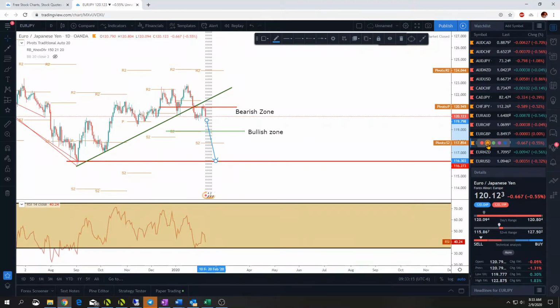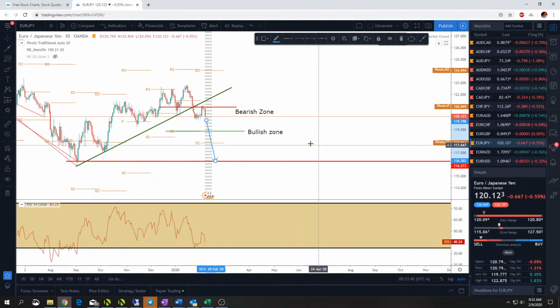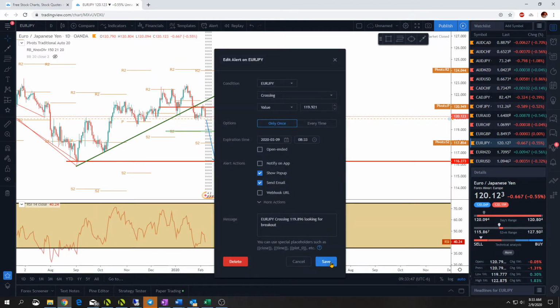We're going to turn it orange. Let's go set our alert at 119.896. Looking for breakout. Bam. Oh, put that a little too high. Bam. All right.